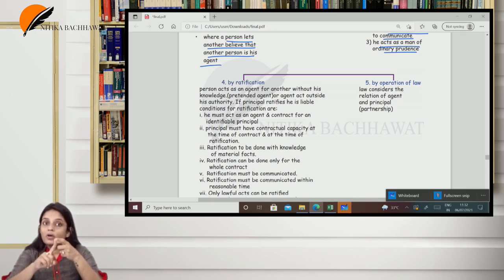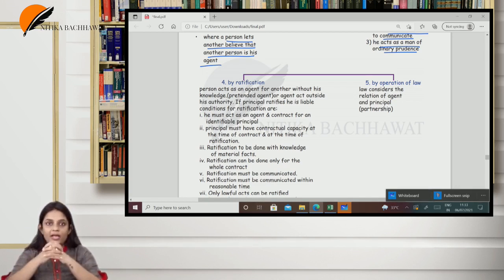I am not your agent. This is not estoppel. I am not your agent and I go and contract in your name. Now this person comes to you to hold you liable and you pay him for that. By ratification, you have accepted me as your agent.